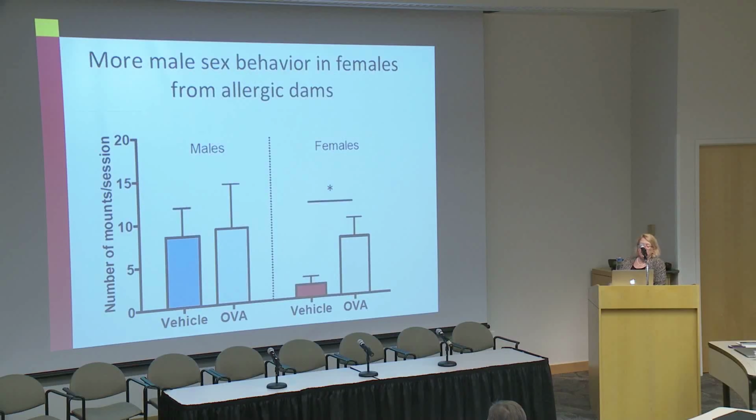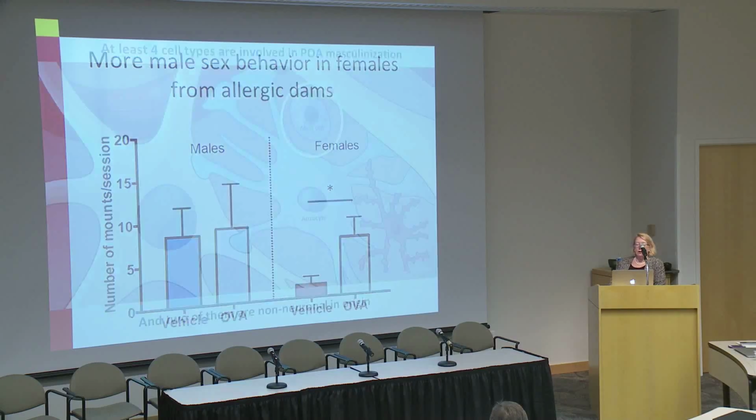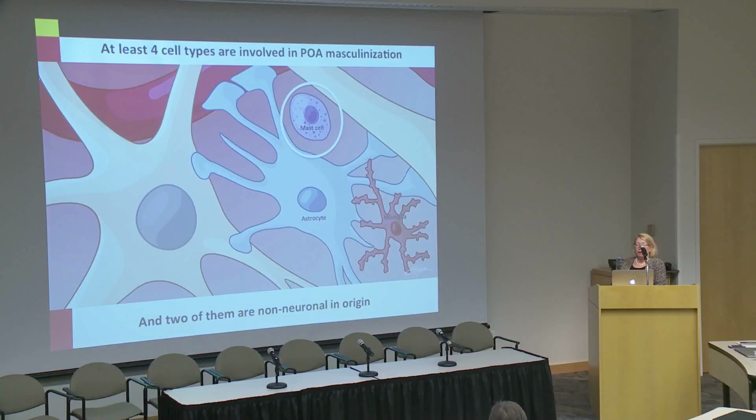But more importantly, what about the behavior? This is the normal male behavior. They were perfectly normally masculinized. Here's the sex difference. Normal females do not show much mounting behavior, but the females that were in a pregnant dam when she had an allergic attack showed male-like sex behavior. So to come back to our original model, there are at least 4 cell types involved in the POA masculinization, and 2 of them are non-neuronal in origin, the mast cell and the microglia. And that was also a surprise.